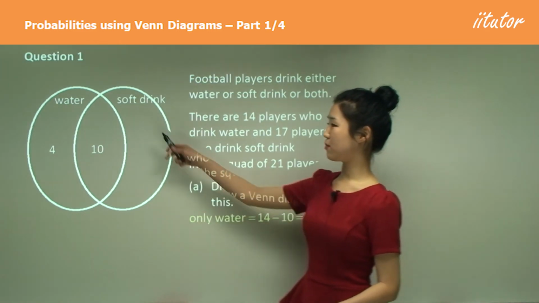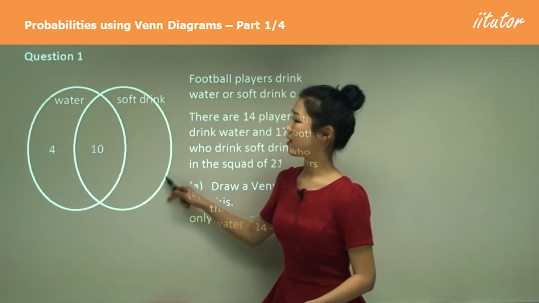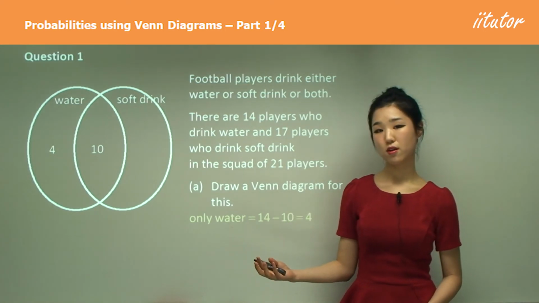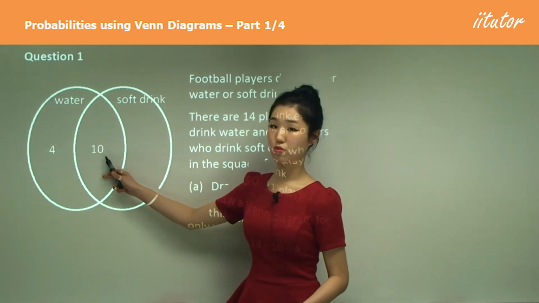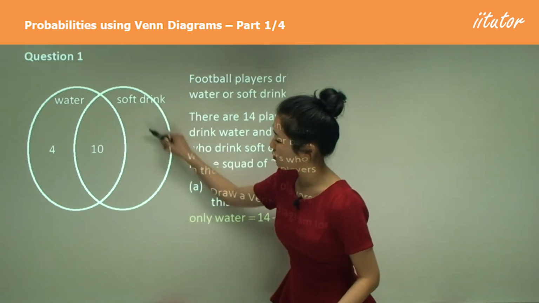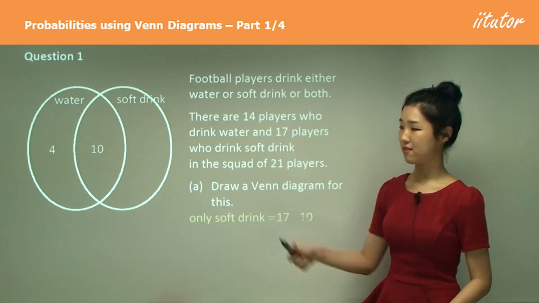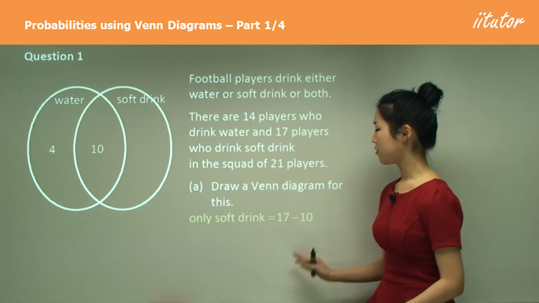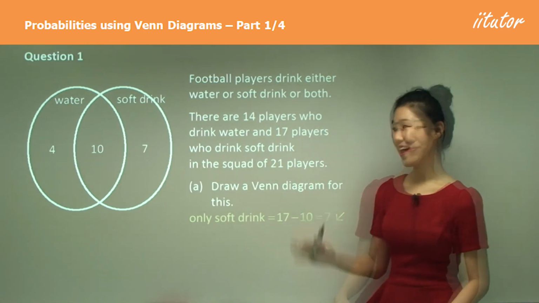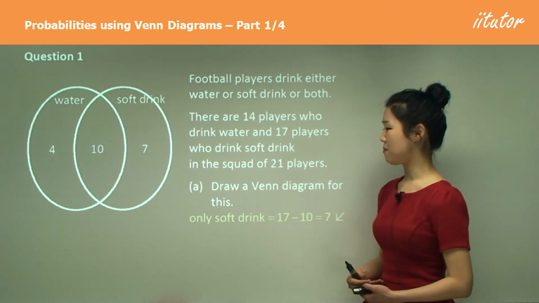Now let's find the people who drink just soft drink. We know that this whole circle is the number of people who drink soft drink, and we know that 10 of them also drink water. They don't really care, they drink both. But to find the number of people who just drink soft drink, that will just be 17 minus the 10 people who also drink water. So that would be equal to 7. So 7 people only drink soft drink. And that's it, we've just finished the diagram. So that's the Venn diagram.